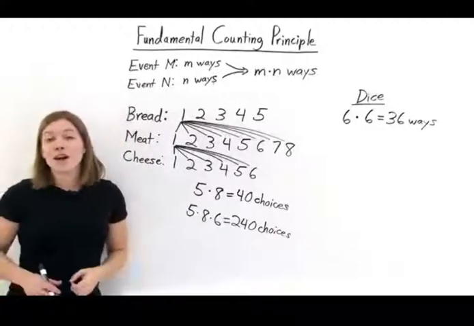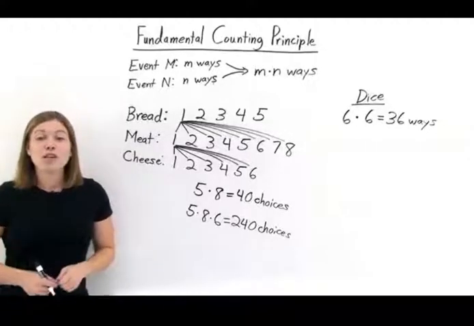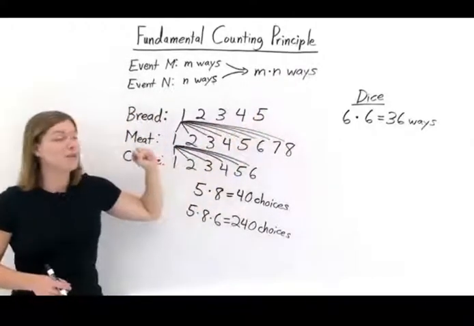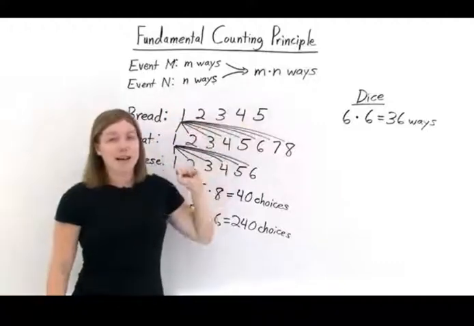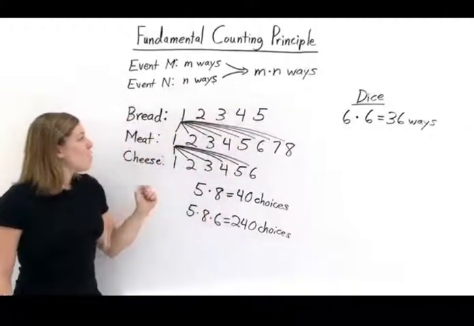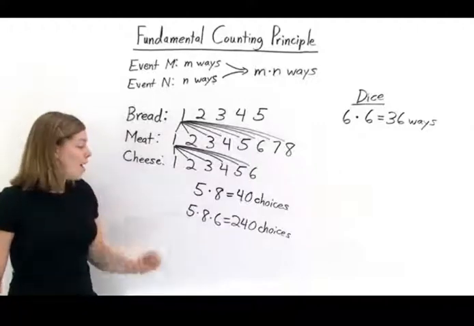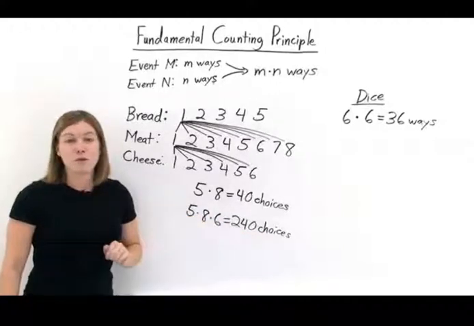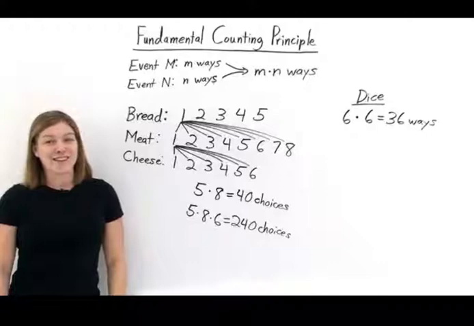With the fundamental counting principle, it doesn't matter how many events you have. All you need to do to get the total possible ways, or the total possible outcomes, is take the number of ways each event is occurring and multiply it together. So here, we had 3 different events. So we took each of those different ways and multiplied them together. And we got a total of 240 possible choices. So now we know about the fundamental counting principle.